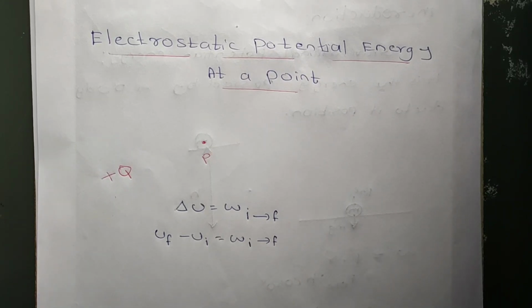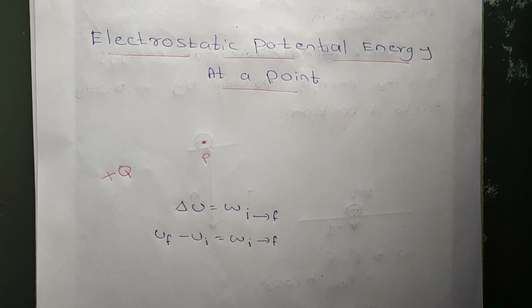This we already studied in the previous video. Those who have not seen the previous video, please see that, then come to this video. Then this topic you can understand very easily. Okay, clear. So the electrostatic potential energy difference between 2 points is the work done to move a charge from one point to another point.